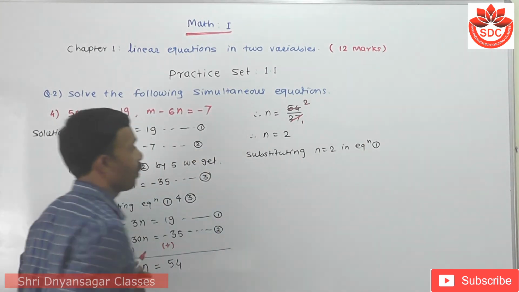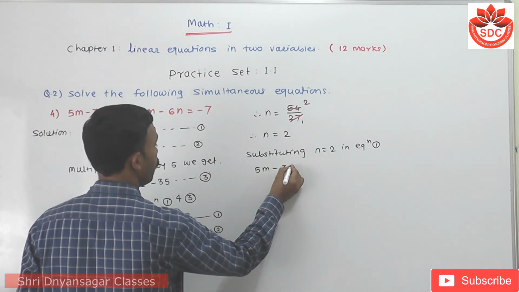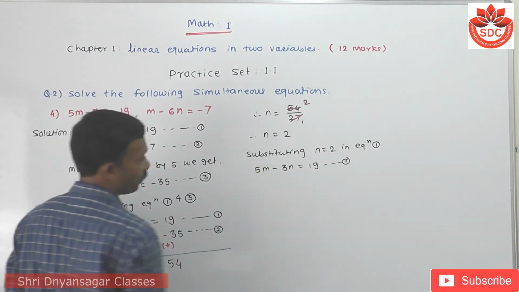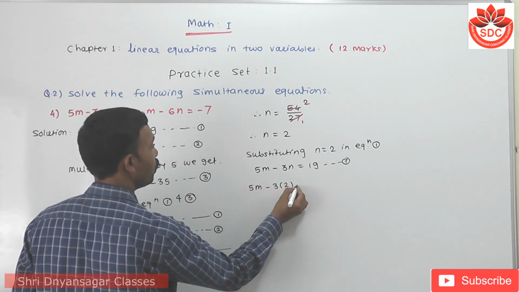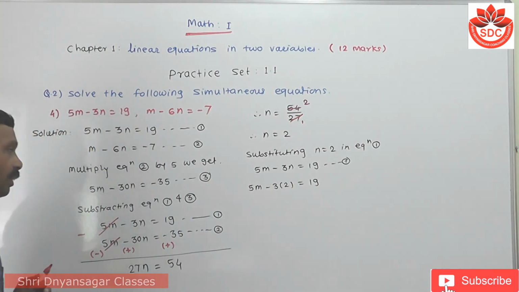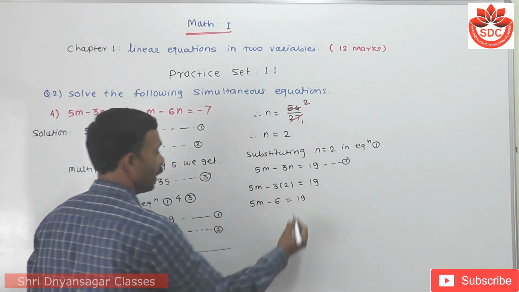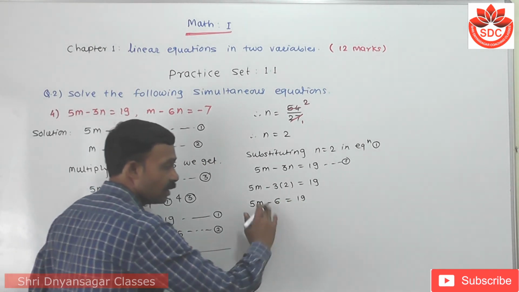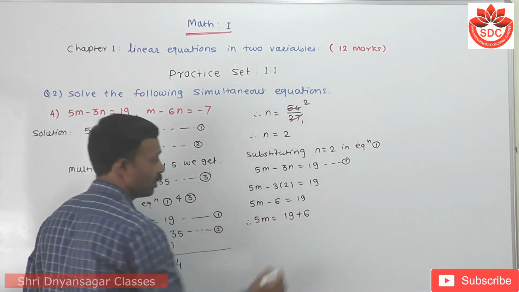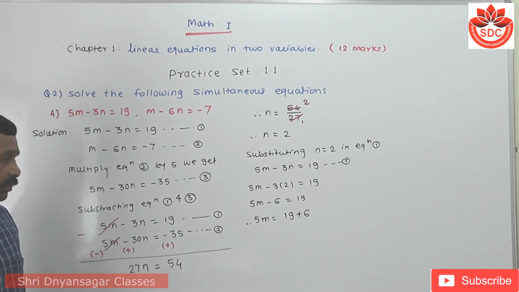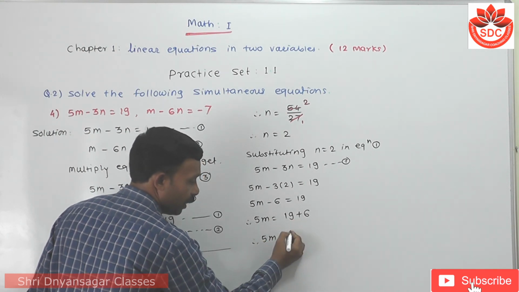First. Then the first equation is 5m minus 3n is equal to 19. We substitute the value of n as 2 here, meaning 5m minus 3 into 2 is equal to how much? 19. 3 2s are 6, so I write here 5m minus 6 is equal to 19. Then observe carefully, this minus 6 transfers to this side, we get 5m is equal to 19 plus 6, minus converts to plus. Addition of these two, 5m is equal to 25.